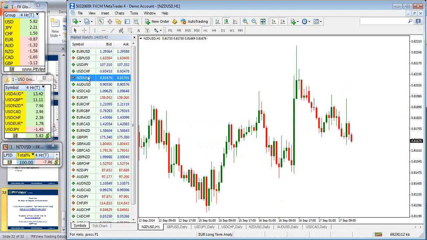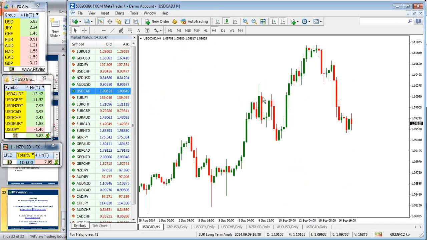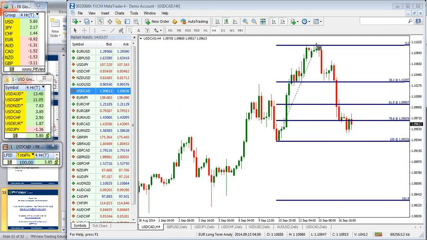New Zealand. You can even look at dollar Canadian. Dollar Canadian is actually kind of an interesting one, because when you look at that, the dollar's actually very well bid against the Canadian. This one's actually coming off and coming down to a 78.6% level. It's also coming down to a support level right down in here.